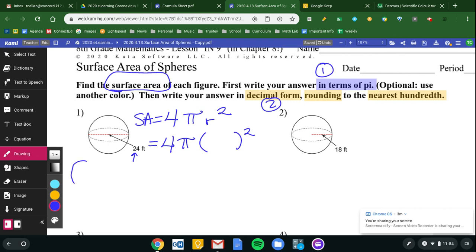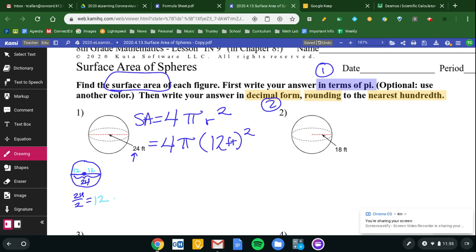Once again, we have to recognize a radius is the distance from the center point to the outside. If, however, you have 2 radii, we call that the diameter. Because 24 is the diameter, we're going to split 24 into 2 parts to find that the real radius here is going to be 12. So I'm going to draw 12 feet in here.